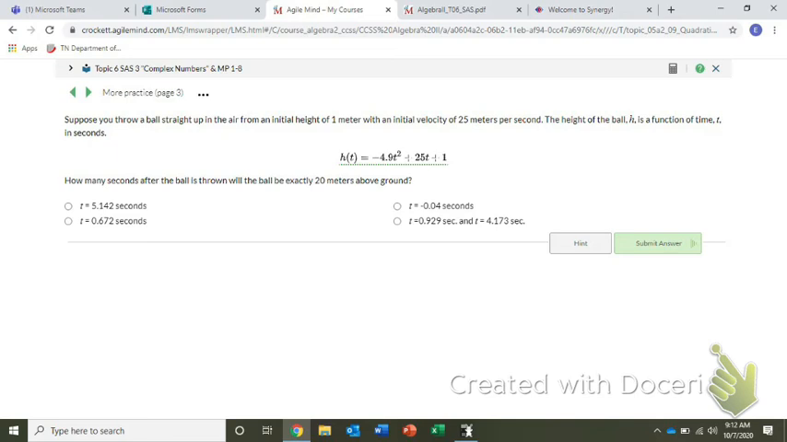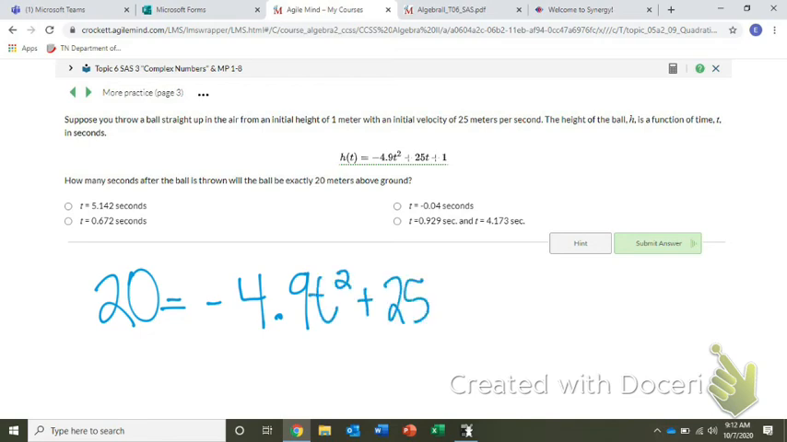Where am I plugging 20 in for? H. So I am saying 20 equals negative 4.9 t squared plus 25t plus 1. Okay.